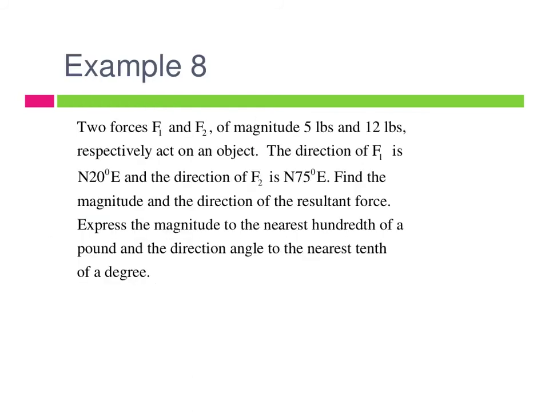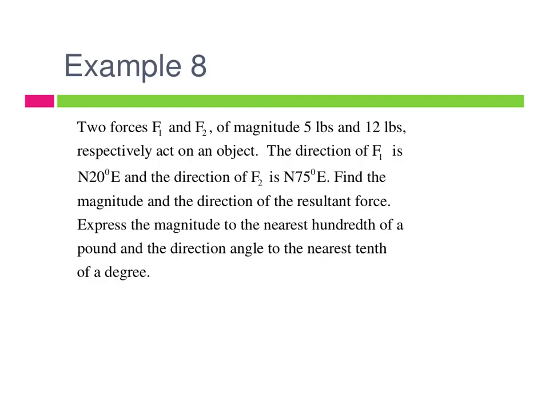So for instance, two forces, F1 and F2, of magnitude 5 pounds and 12 pounds respectively, act on an object. The direction of F1 is north 20 degrees east, and the direction of F2 is north 75 degrees east. Find the magnitude and direction of the resultant force. Express the magnitude to the nearest hundredth of a pound and the direction angle to the nearest tenth of a degree. All right, what I like to do now is to draw a picture.